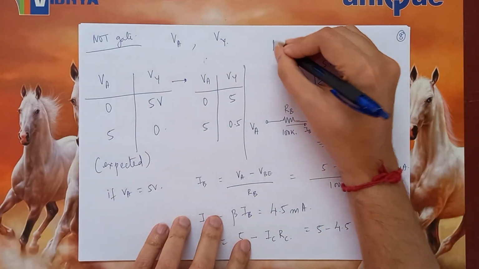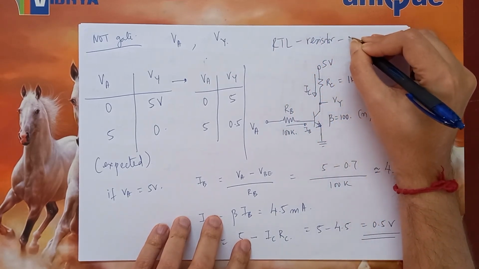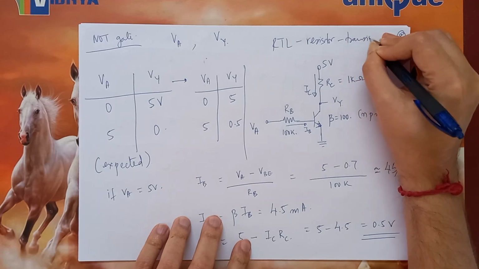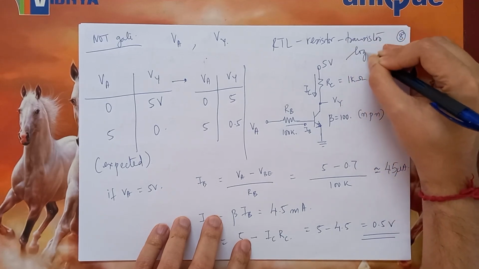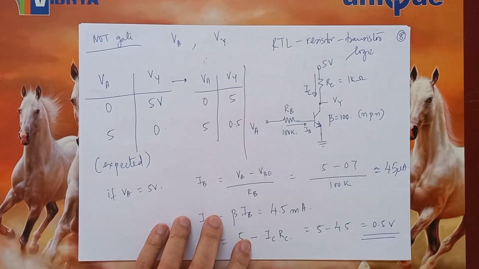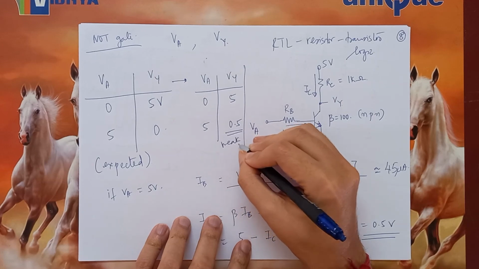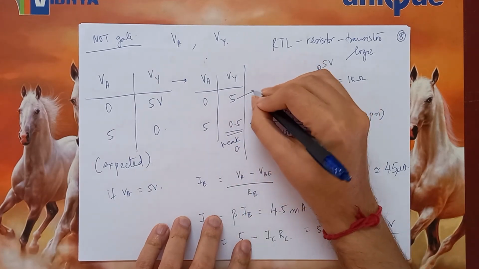This is called RTL, or resistor transistor logic. It is a little better because it's not exactly 0.7, it's 0.5. But still it is a weak 0. But it is giving a strong 1.